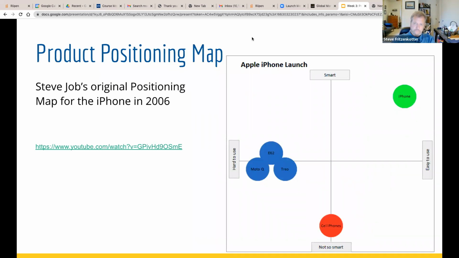The last thing I'm going to show you is the product positioning map. And before I show it to you, I want to show you how Steve Jobs used it back in 2006, I believe it was, in the introduction of the iPhone. This is the exact chart he's going to show you. It's a very short video. I just wanted to watch it real quick with you.